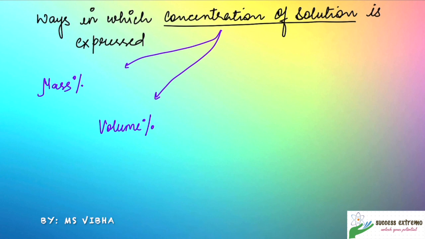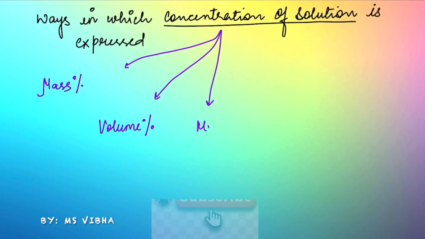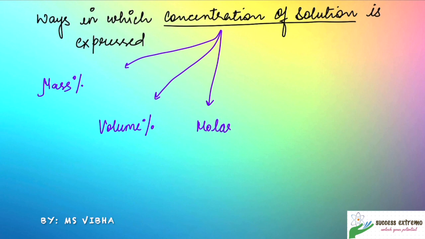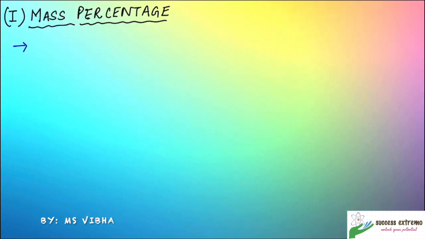The different ways in which concentration of solution can be expressed are mass percentage, volume percentage, molarity, molality. Next we have is ppm. Ppm is basically also known as parts per million. Then we have mole fraction, and the last is normality. Now we will be discussing different ways of expressing the concentration of the solution one by one.